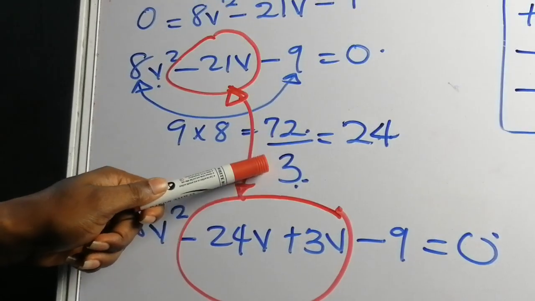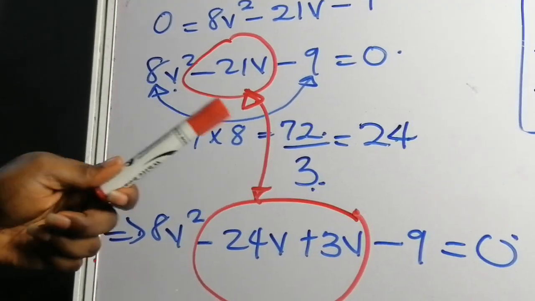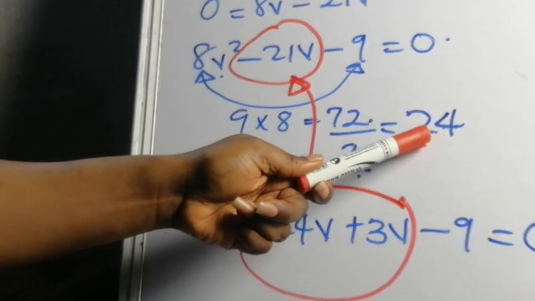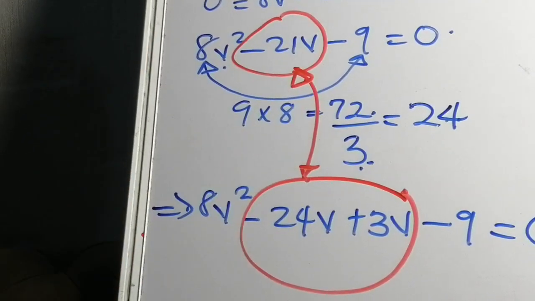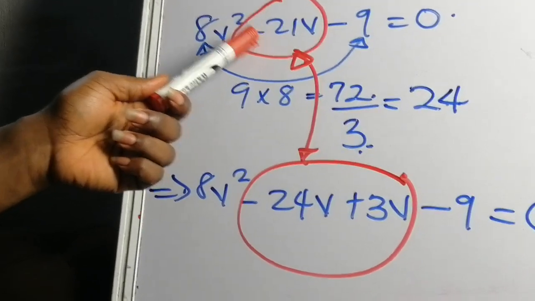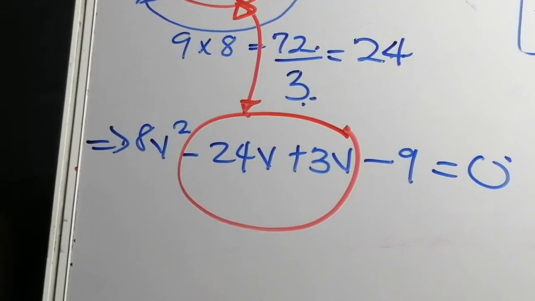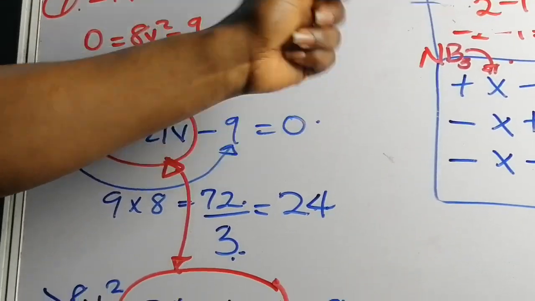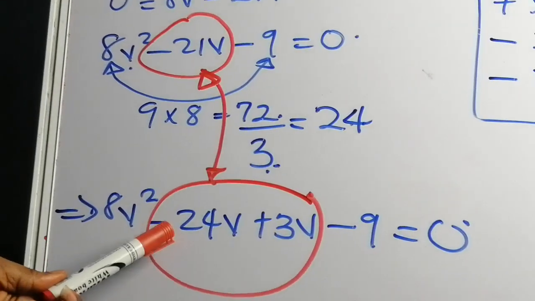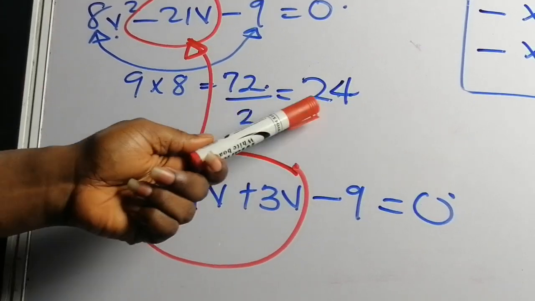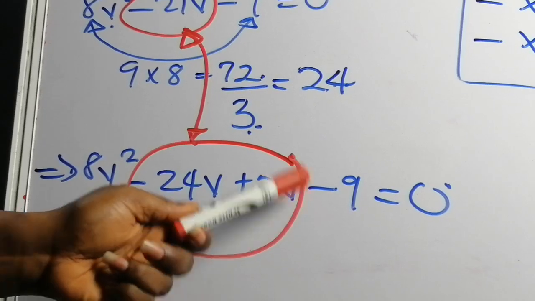Okay, if I divide it by 2, it's giving me 36 and 2. So 36 and 2 cannot give me 21. But if I divide it by 3, it's giving me 24. So 24 and 3, if I manipulate it to give me minus 21, I need to look at what will give me minus. Then I look at my note 2. My note 2, minus 2 plus 1 will give me minus. So that's why I use minus 24 plus 3v. Minus 24 plus 3v will give me this.